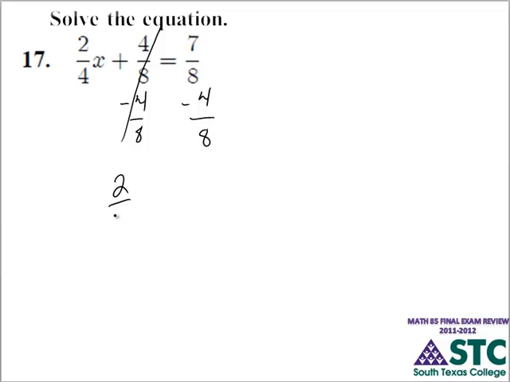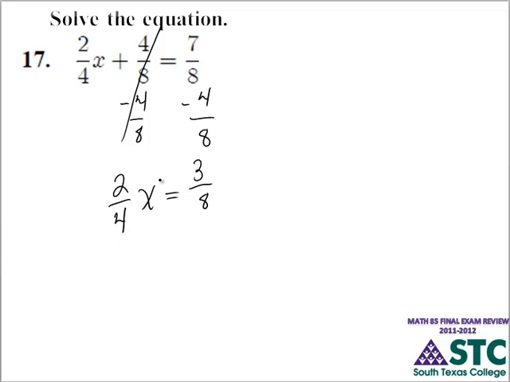We then have 2/4 x equal to 7 minus 4 is 3/8. Now, you can go about solving it two different ways. I'll show two methods at this point.